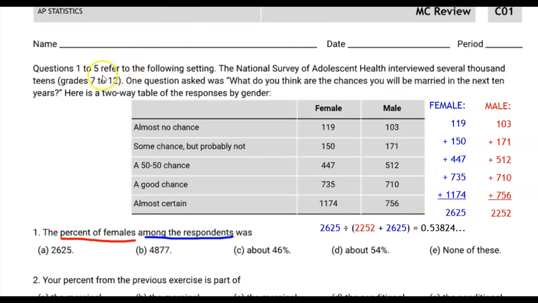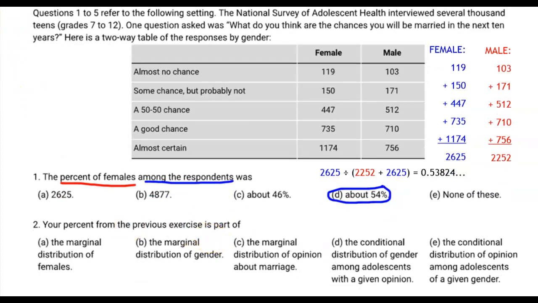This is a relative frequency. You can think about it like this. It's also a decimal. We can convert this decimal into a percentage, 54%. Not too bad.